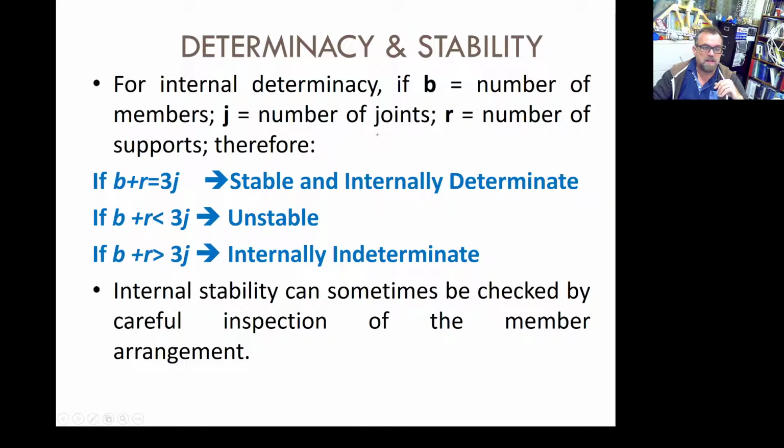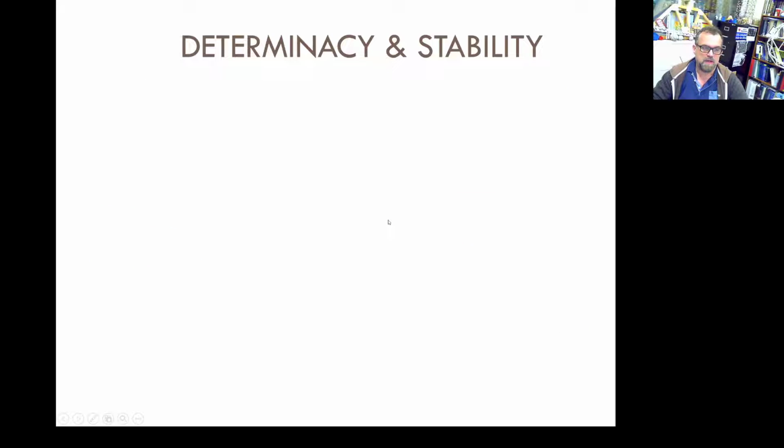Now, for internal determinacy or indeterminacy or instability, the same concept applies. You have 3 equations per joint, X, Y, and Z, and you have the number of bars plus the number of reactions as your unknowns. Depending on these numbers, the truss will be stable or unstable.